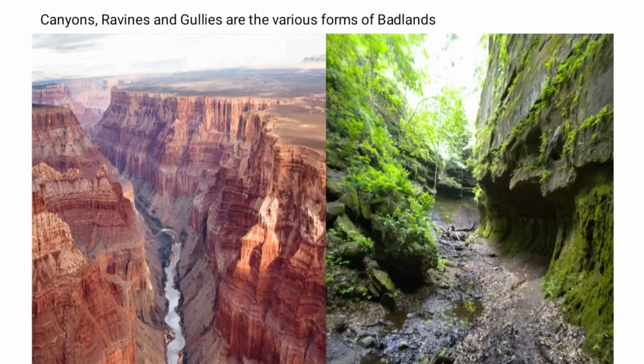On the right side, that is also the work of the river, or the work of water. On the right side, that is called a ravine. These are examples of badlands, or landforms which have been modified or created due to the process of erosion.